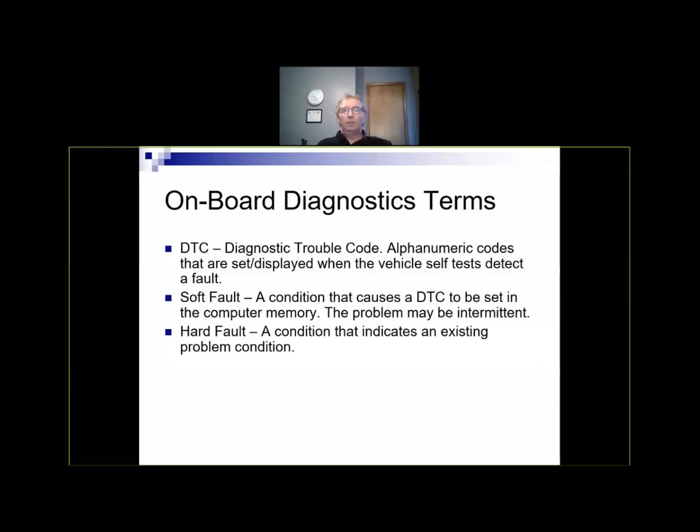That could be an intermittent thing if it then is put on right. But what if the filler neck rots out? So it's rotted now. It's going to be rotted tomorrow. It's going to be rotted the next day. If that vehicle is in your bay and you smoke it, you're going to see smoke coming out that filler neck. That's a problem that exists. You're going to be able to find it, right? It didn't fix itself. So that's the difference between a hard fault and a soft fault.